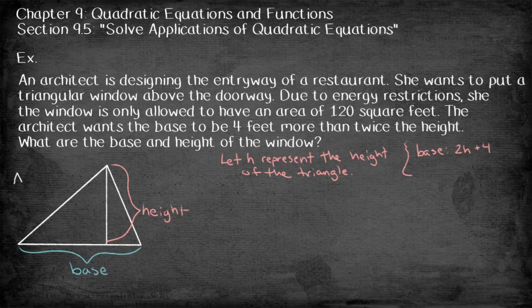Now I want to keep in mind that the area is equal to 1/2 times the base length times the height length. So I'm going to be taking h times 2h plus 4, and I'm multiplying that by 1/2. So that would be the area of that window, and I know that it's going to be equal to 120 square feet. Now we just solve. I'm going to treat that 1/2 h like it's one term, and I'm just going to distribute it.